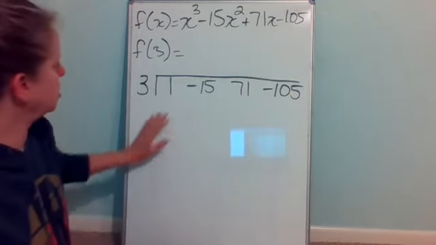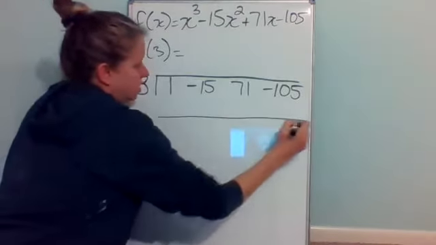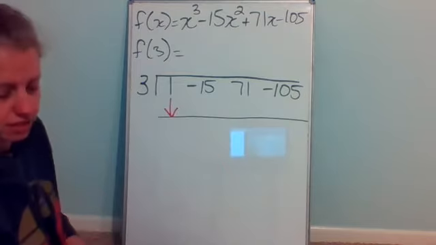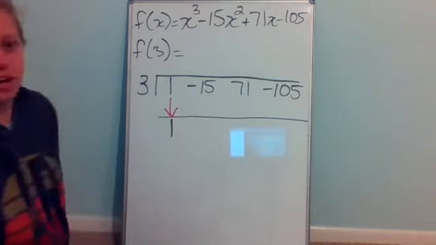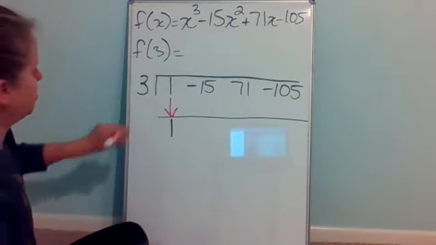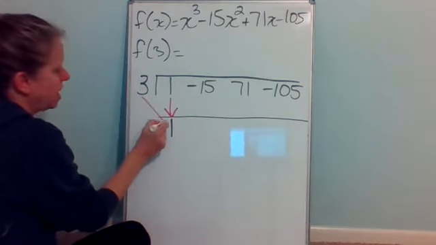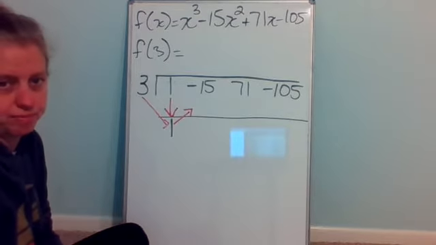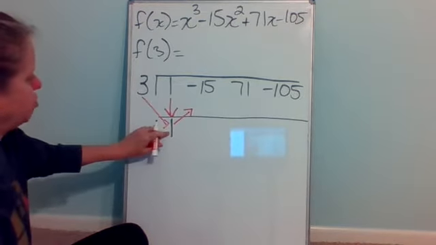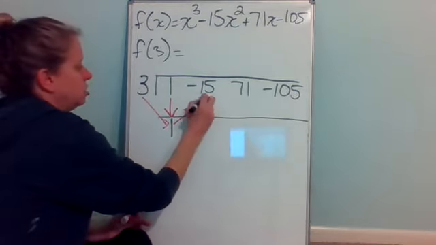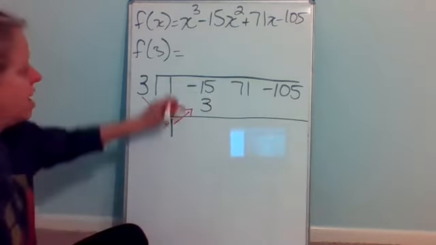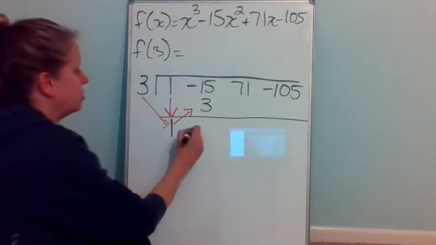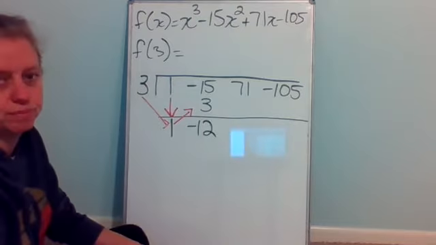Okay, so now here's the flow of this. The very first thing you do is just drop down whatever this first number is. So I'm just dropping down that 1. Now, this number that's out here, you're going to multiply times this number and put your answer there. So I have 3 times 1, put my answer here, which is 3. And then just add this straight down. So I've got negative 15 plus 3, which gives me negative 12.